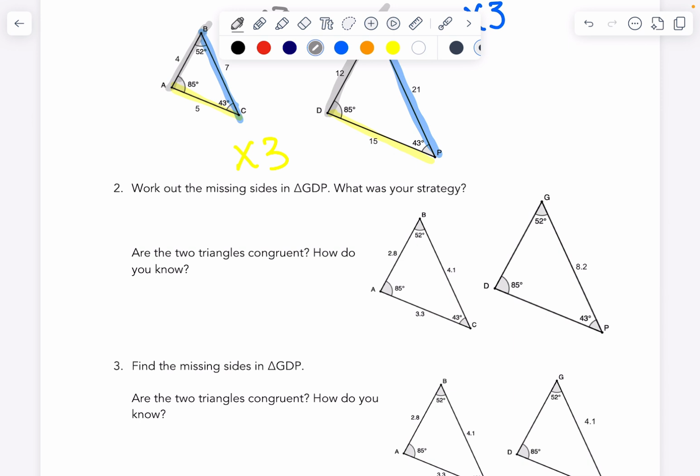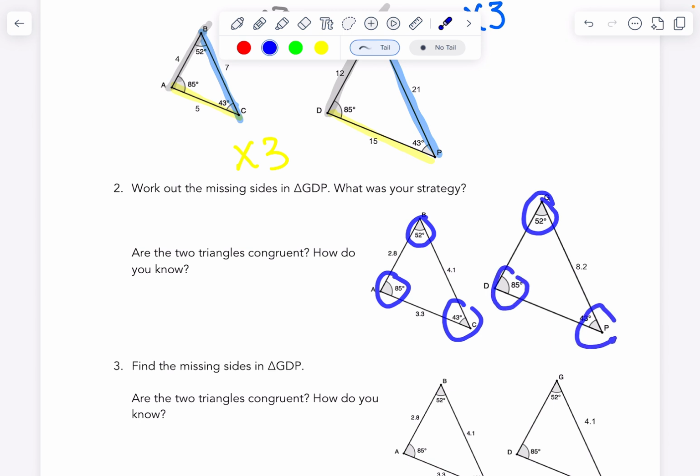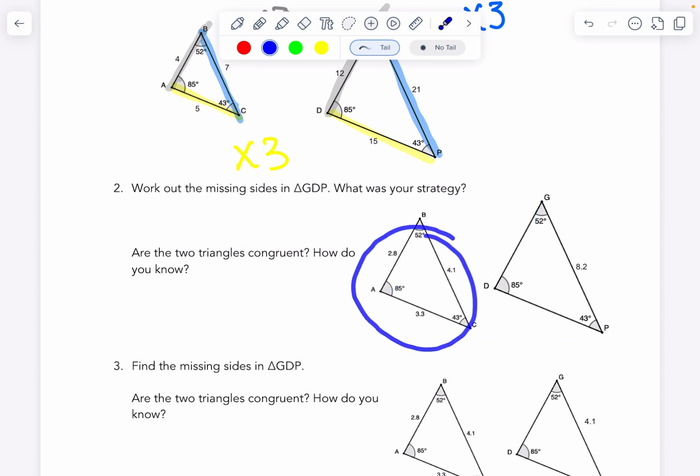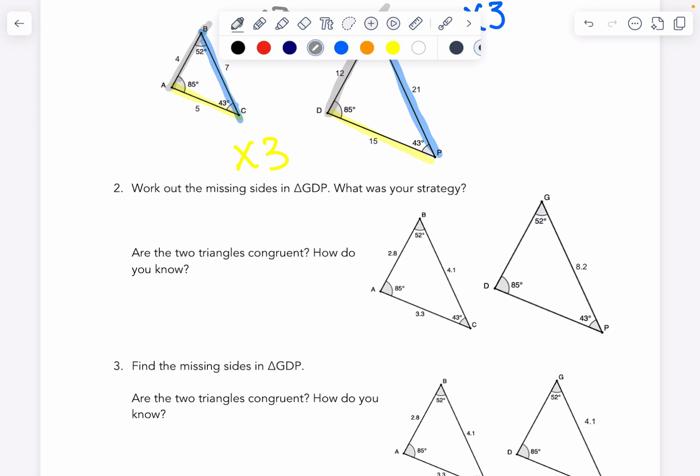Here's two triangles. Can I find the missing sides? Well, similar to the last problem, all of my angles are the same, right? The 52s match up, the 85s match up, and the 43s match up. They give me 3 sides over here and only 1 side over here. I wonder if there's a relationship between this side and this side. Take a close look. How would I get from 4.1 to 8.2? Well, I'd multiply by 2.